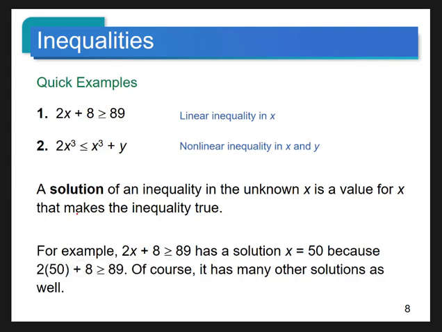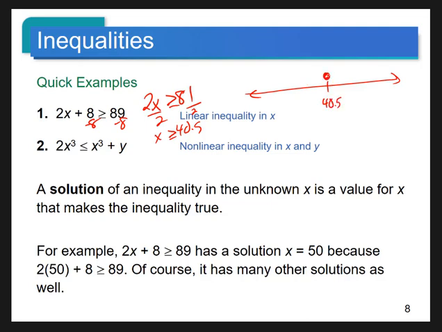The first one up here, 2x plus 8 is greater than or equal to 89. That's a linear inequality in a single variable, so we could do that on a number line. You would solve that subtracting 8. So 2x is greater than or equal to 81, and then you divide by 2 to get x is greater than or equal to 40.5. On the number line, you'd have 40.5. It'd be a solid dot or a square bracket, depending on which version you're using. And the arrow would point to the right because it's greater than.